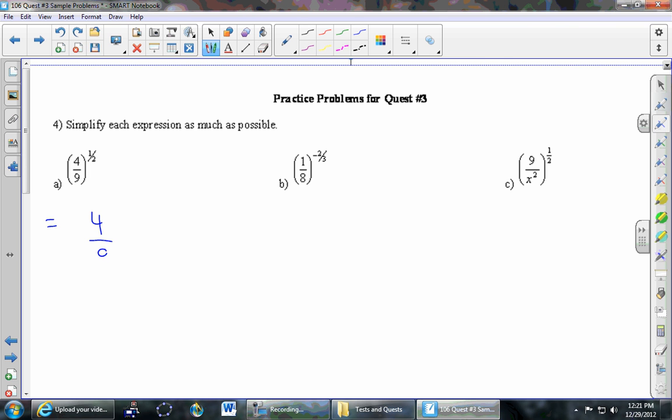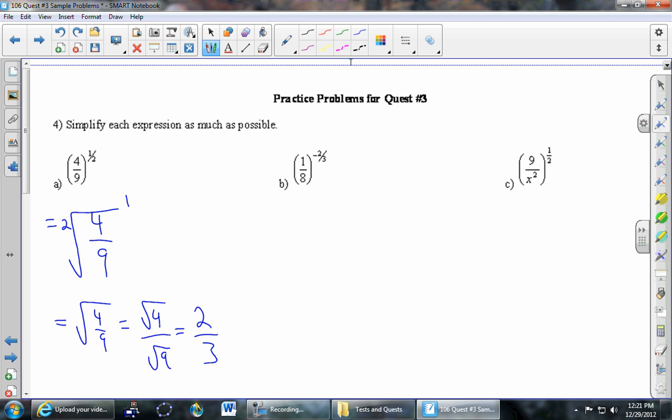4/9 is here. A fractional power means radical. The 1 in the fraction goes outside. The 2 is the index. So this is really just saying the square root of 4/9. And we know square roots behave nicely when they have fractions inside them. We can split it up into 2 roots, and we just get 2/3.